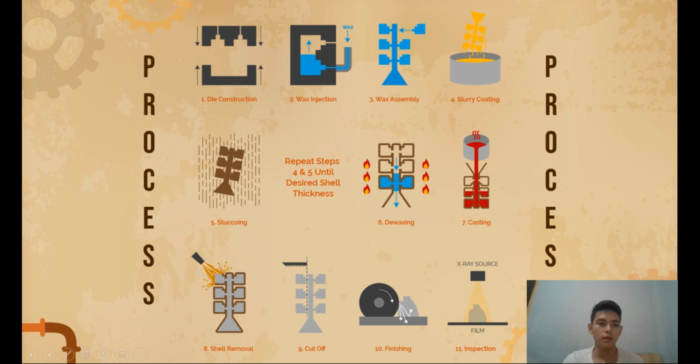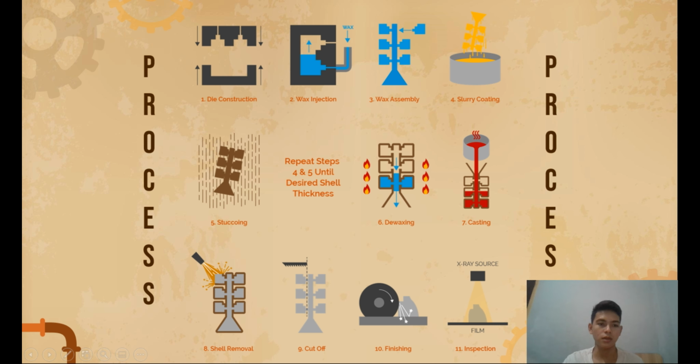And next, casting. Now the desired molten metal is poured into the preheated mold cavity. And next, it is left to cool and set until the molten metal is solidified, which then becomes the final casting. Next, shell removal. The shell material is then removed through hammer knockout, vibration, or steel grit blasting.